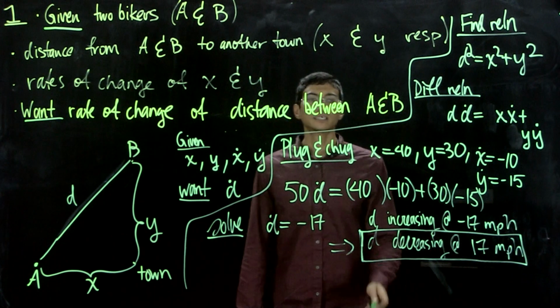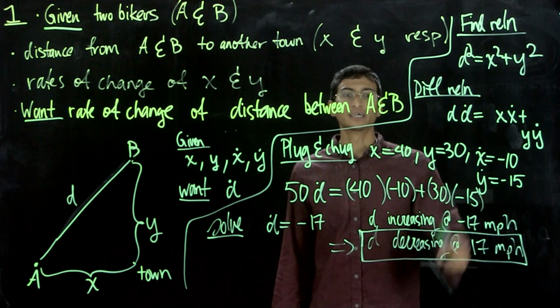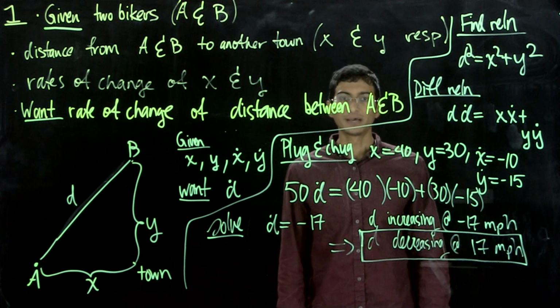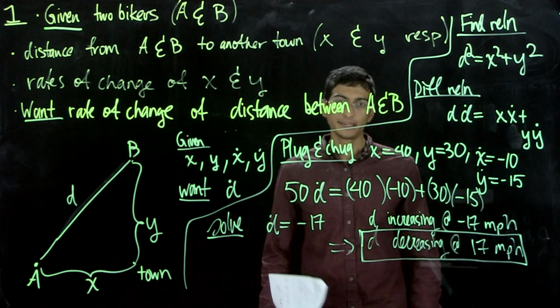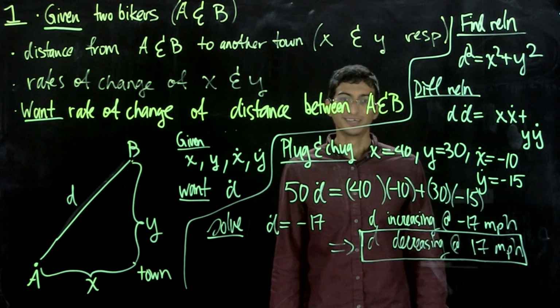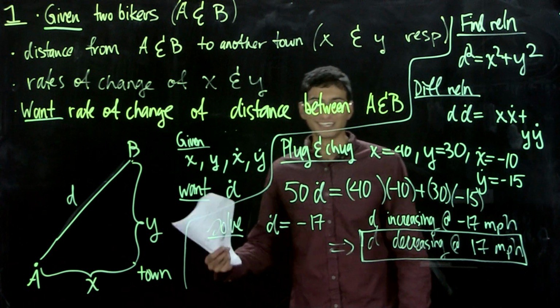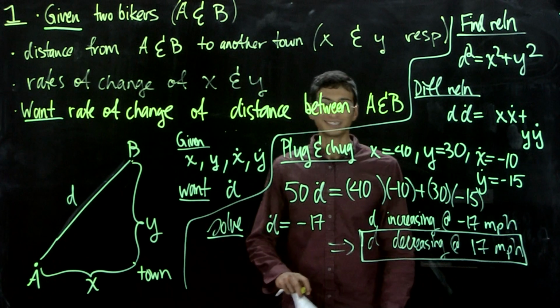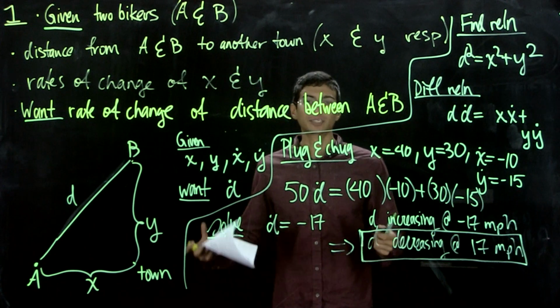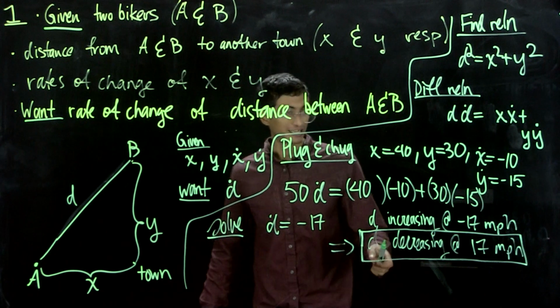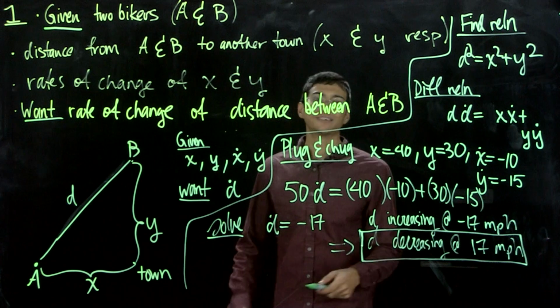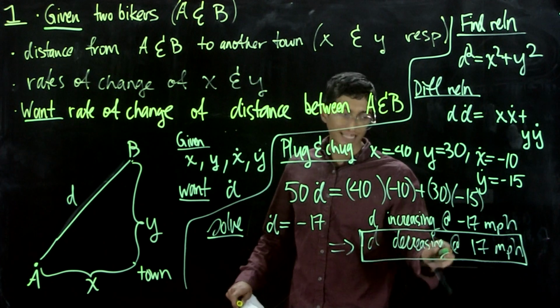Now note I was careful with my signs over here. You don't always need to be careful about it. It does make the problem a bit more complicated. But I don't know if you've done WebAssign. Sometimes they care, and sometimes it'll matter in the problem. So I was a bit careful with sign. D is decreasing at 17 miles an hour.